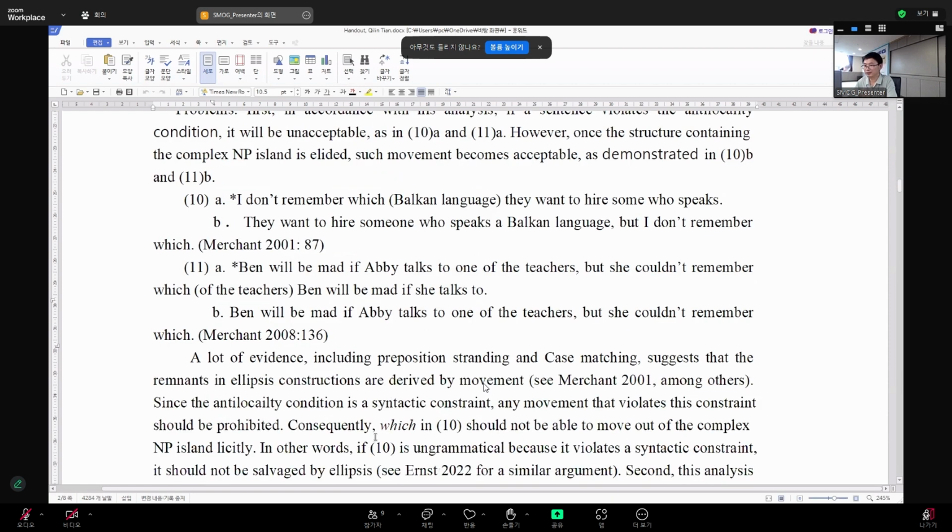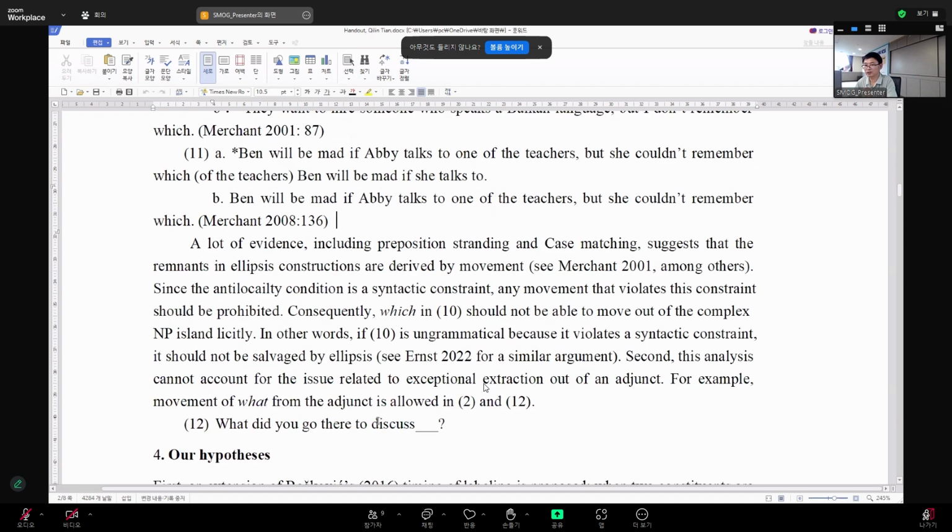A lot of evidence suggests that the remnants in ellipsis are derived by movement. Since the anti-locality condition is a syntactic constraint, any movement that violates this condition should be prohibited. Consequently, which should not be able to move out of the complex island. Let's say if 10 is ungrammatical because the movement violates the syntactic constraint, it should not be salvaged by ellipsis.